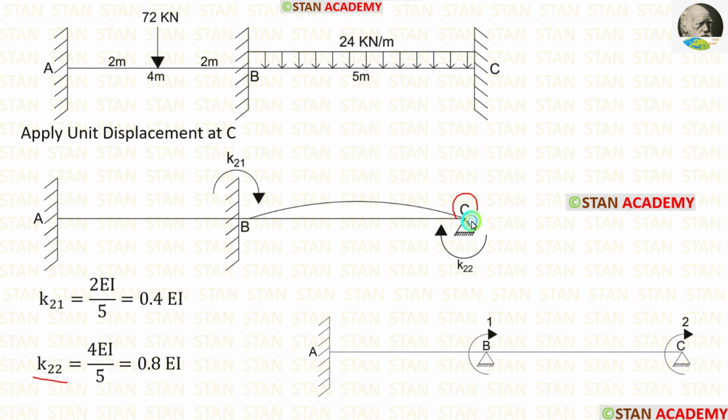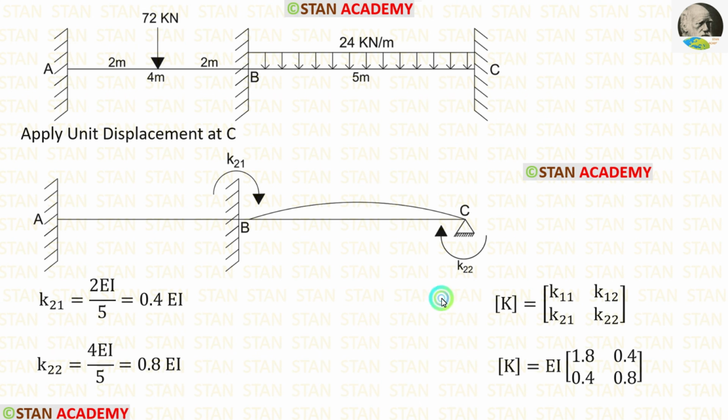For that, from the point C, we have to look on both the sides. On the right side, there is nothing. On the left side, there is a fixed support. If the far end is fixed, the formula for stiffness is 4EI upon L. Length of CB is 5. Let us apply that. Finally, for K22, we are getting 0.8 EI.